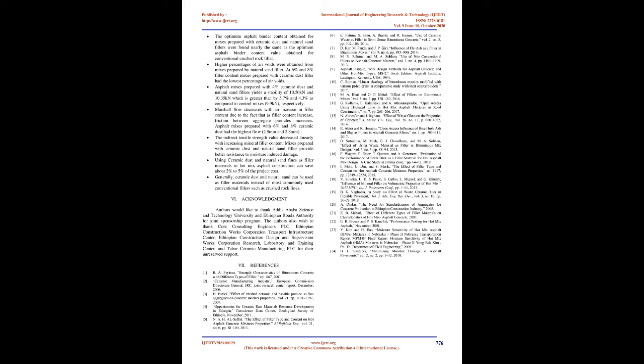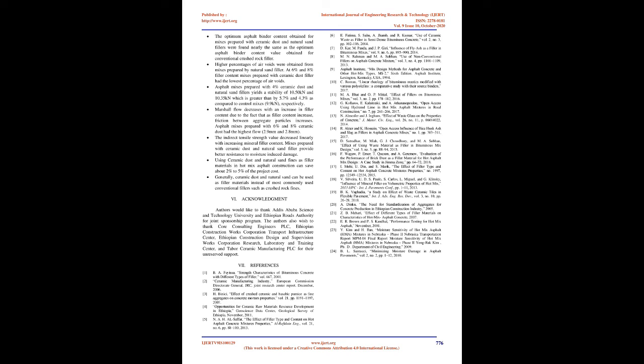The optimum asphalt binder content obtained for mixes prepared with ceramic dust and natural sand fillers was found to be nearly the same as the optimum asphalt binder content value obtained for conventional crushed rock filler. Higher percentages of air voids were obtained from mixes prepared with natural sand filler. At 6% and 8% filler content, mixes prepared with ceramic dust filler had the lowest percentage of air voids.